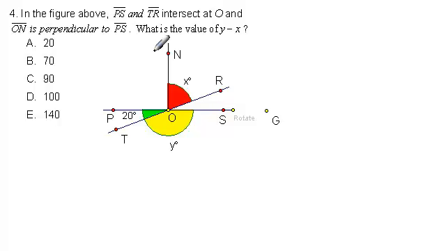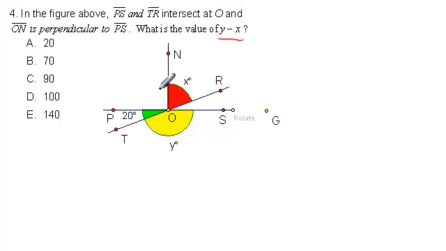Here is the response to this question. The question is asking why the value of y minus x, where in this figure they are saying PS and TR intersect at point O, and ON, which is this one, ON is perpendicular to PS.